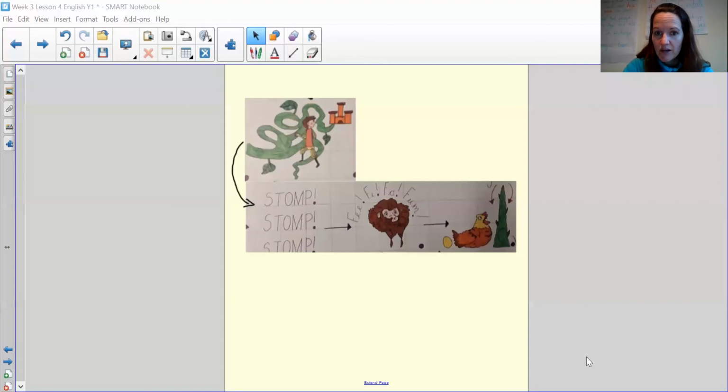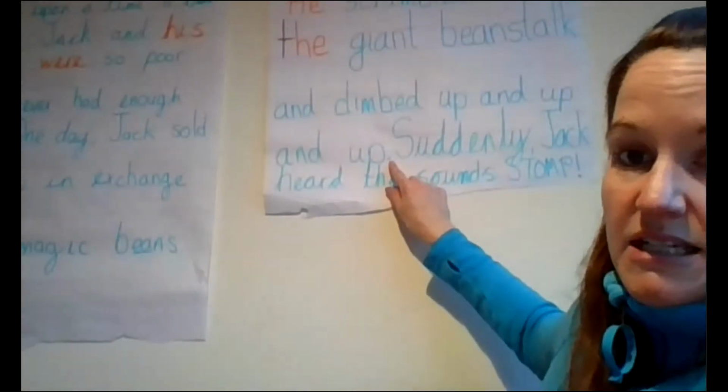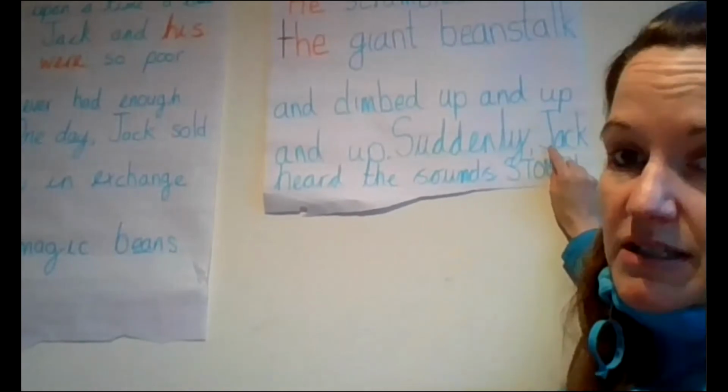So you need to think about your story map. If you don't have a copy of the story map, then remember, you can just pause the video here, use the story map that we have on the screen, and try and write as best as you can, okay? So remember, finger spaces, capital letters, remember capital letters for the beginning of a sentence, and capital letters for names, for proper nouns, so the name, Jack, okay?